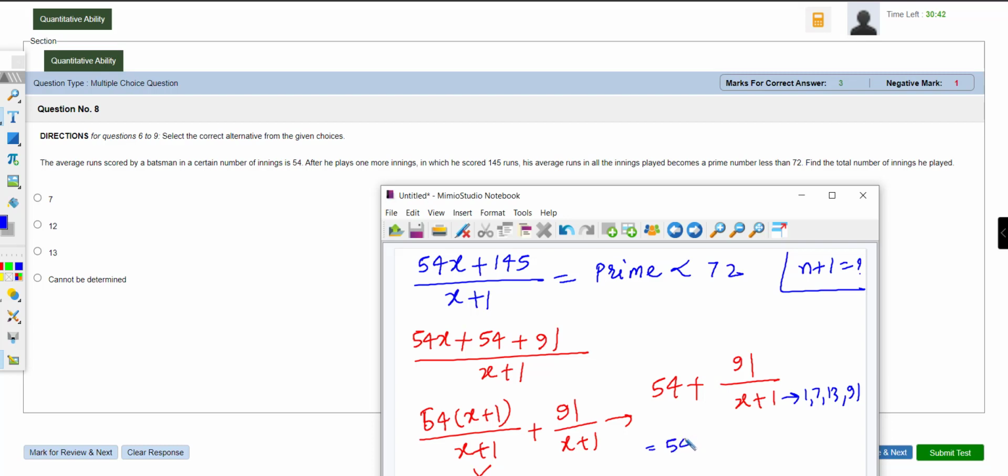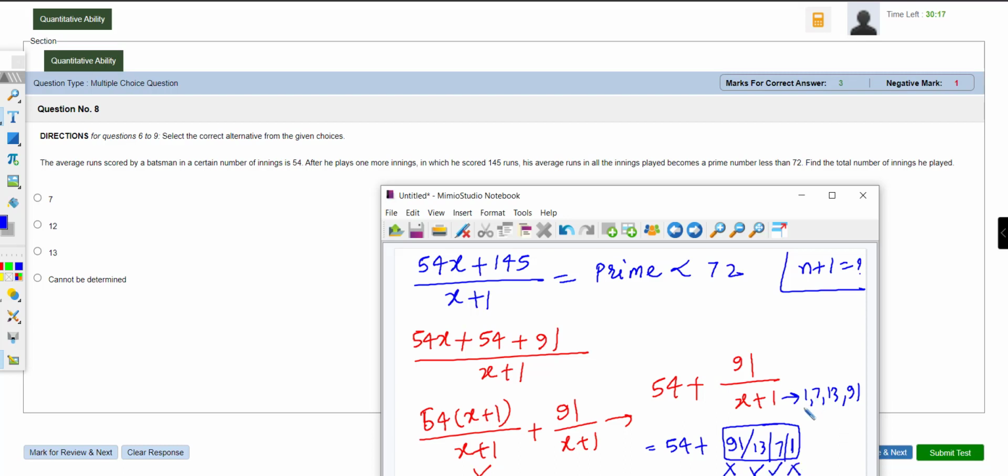Tell me. 54 plus the value of this can be what? The value of this can be 91. The value of this can be 13. The value of this can be 7. The value of this can be 1. Okay, 54 plus 91 is not a prime number. 54 plus 13 is 67, a prime number. 54 plus 7 is 61, a prime number. 54 plus 1 is 55, not a prime number.